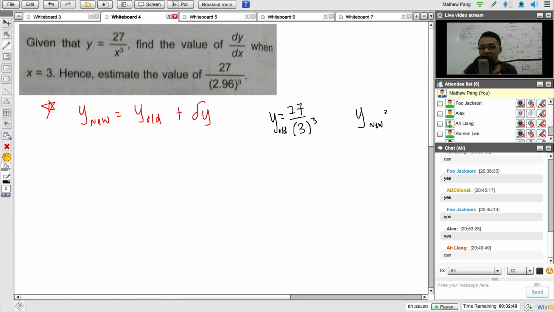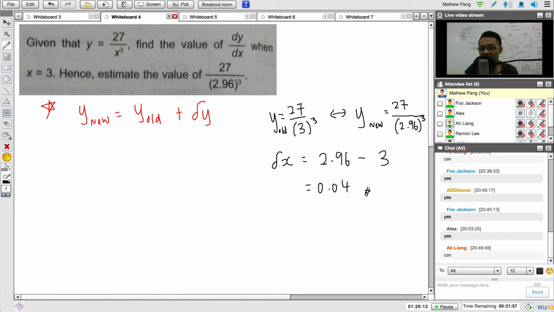Now it's the new one here: 27 over 2.96 power of 3. So from here, do you see the pattern among them? First, 3 is the x value. You see the x value changes from 3 to 2.96. That's why I say I must write in the same pattern, so that you are able to see it. So 3 to 2.96, obviously 2.96 is the new x value, right? So over here, I come to a conclusion. I get the new x value, so I can get the change of x, which is the new x value minus my old x value, and I will get 0.04.